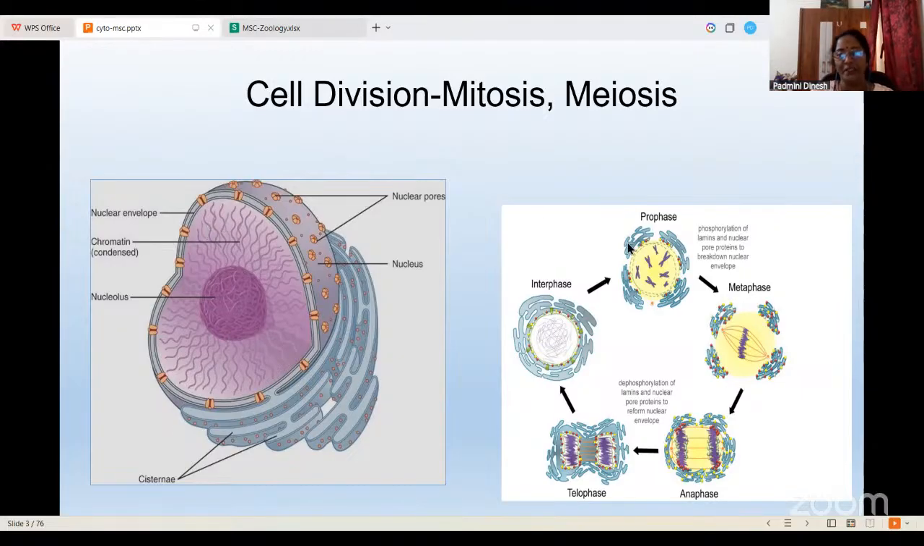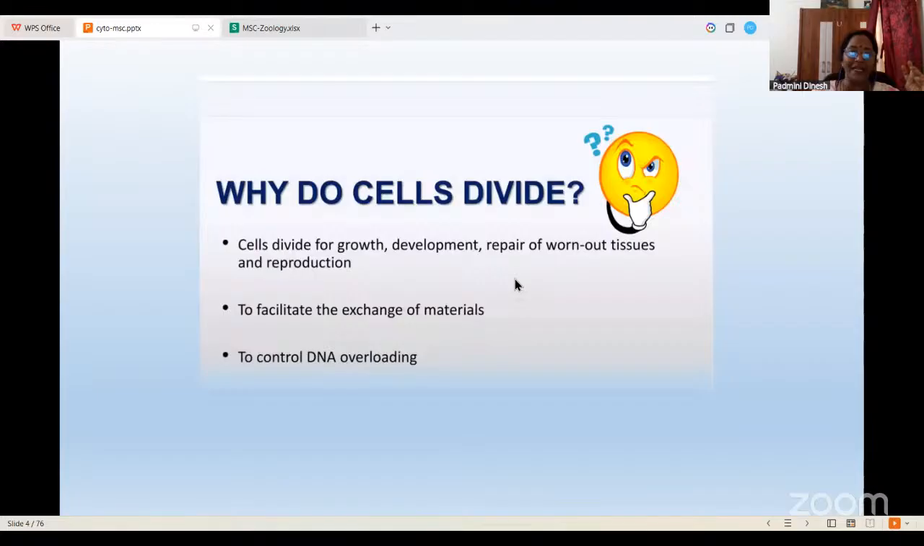In the prophase stage, they are all completely unwound, and they are thread-like structures that you find over here. So coming to cell division, the one question that arises is why at all the cells have to undergo cell division.